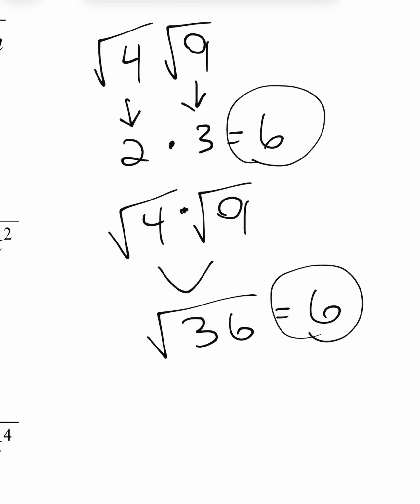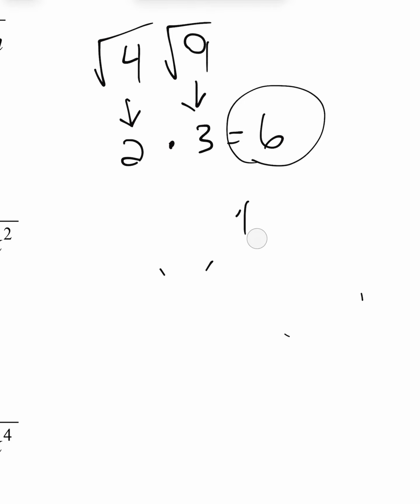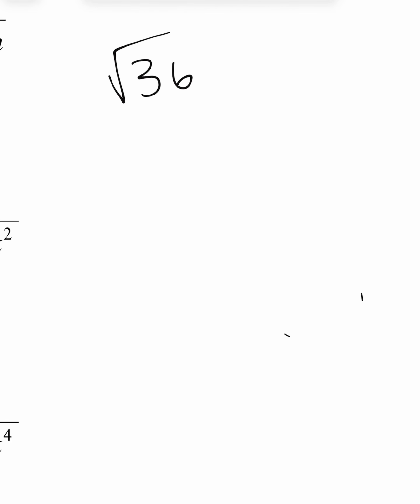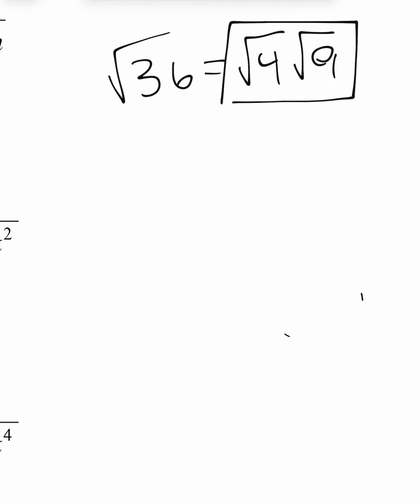So essentially, what we can conclude from doing this is that we can break down these radicals into simpler parts, right? And let's go back. So we can now say that radical 36 equals radical 4 times radical 9, right? We just proved that. Those two things are the same thing. So 4 and 9 are special though, because these are both perfect squares. They both have perfect square roots.